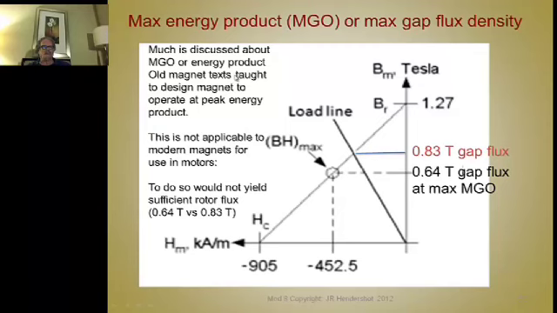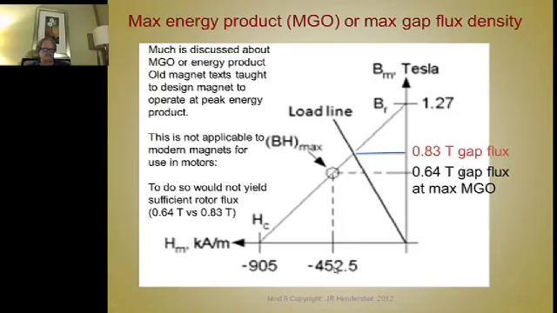But old textbooks used to teach that you design the length of the magnet and the air gap to operate at the maximum energy product. This gives you the lowest cost magnet. Now that may be true, but it also gives you low flux, and so that's a bad strategy for motor design. You don't want to design motors at BH max, which would be here in this case.